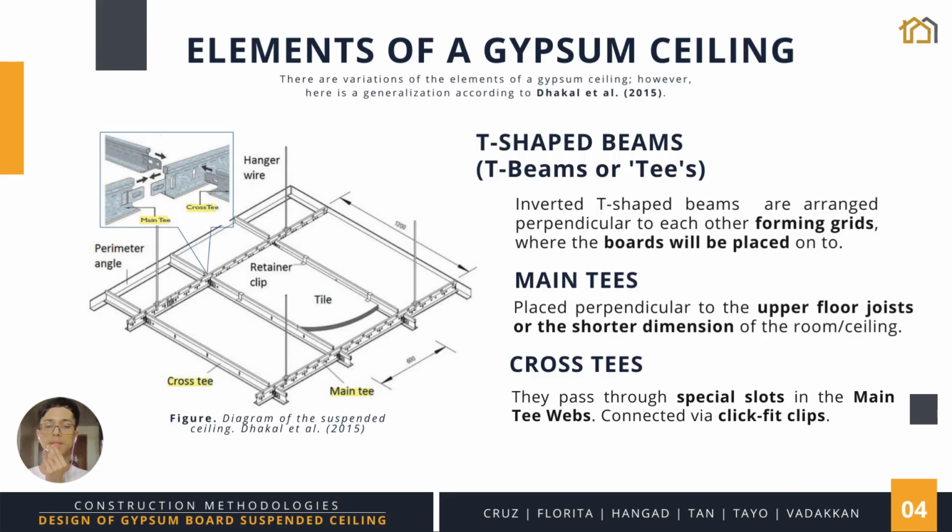Beams of inverted T shape, also known as T-beams or simply Ts, are used to form grids to support the gypsum boards. Main Ts are long and perpendicular to the shorter dimension of the ceiling. Cross Ts are shorter and pass through designated slots in the main T's web.